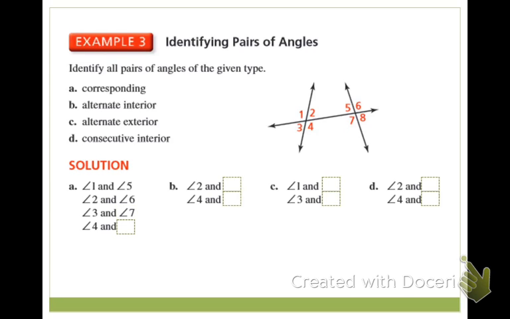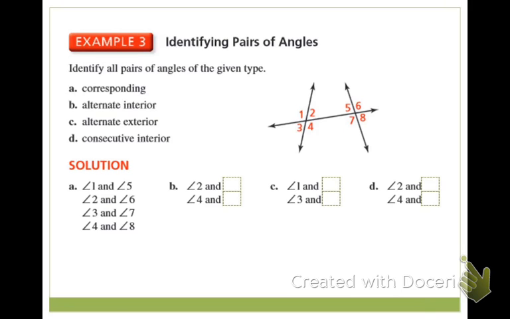Please make sure you answer like this if I ask you on your homework to label them. You need to have the angle symbol. It takes 0.5 extra seconds to do an angle symbol. All right, angle 4 and angle 8.